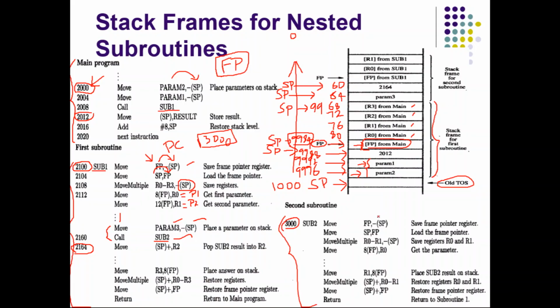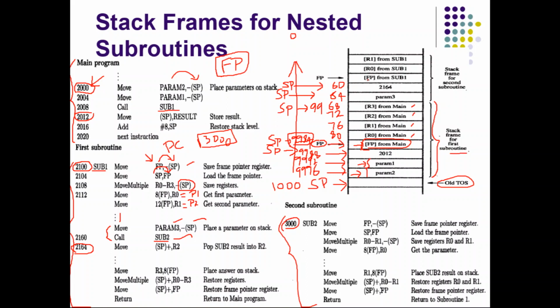Move FP comma minus SP. Now whose FP is it storing? Subroutine 1's FP, which you know is 9984. Control is now moving from subroutine 1 to subroutine 2. There is only one FP, but depending on which function is getting executed, it will hold that function's appropriate address. Previously FP is holding 9984, which is an address that belongs to the stack area of subroutine 1.